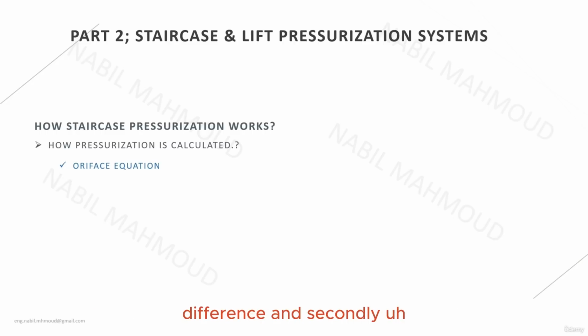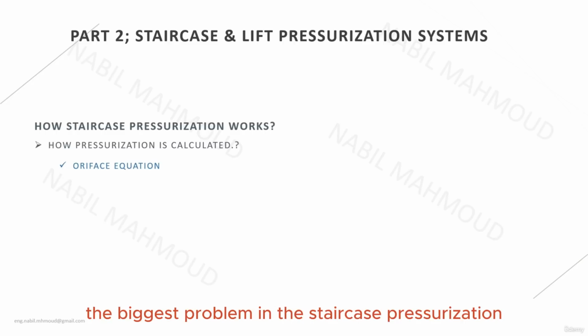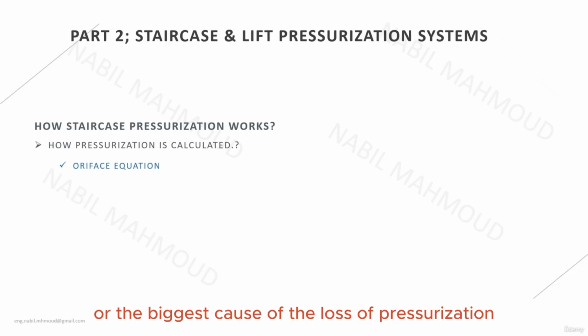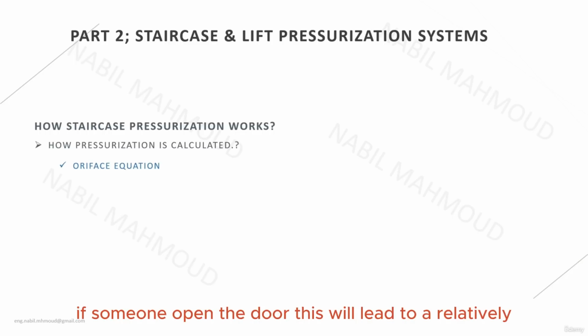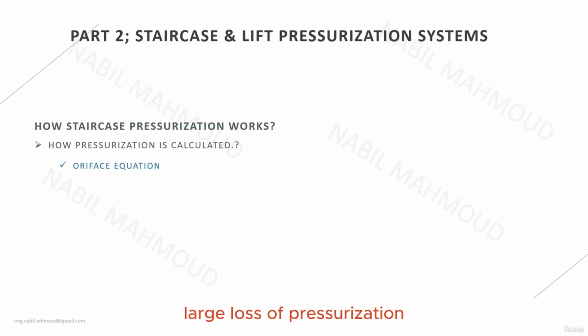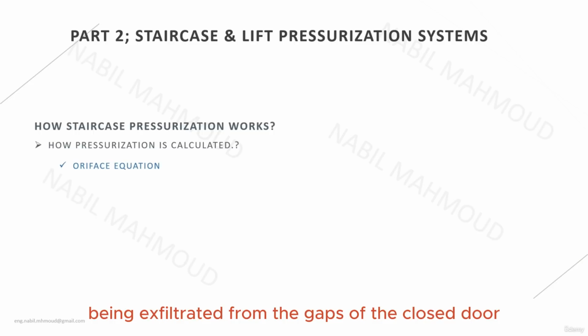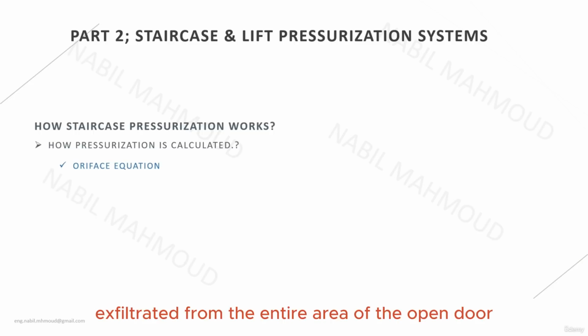And secondly, the biggest problem in the staircase pressurization, or the biggest cause of the loss of pressurization, is if someone opened the door. If someone opened the door, this will lead to a relatively large loss of pressurization through the area of the entire opened door. So instead of air being exfiltrated from the gaps of the closed door around the frame, it will be exfiltrated from the entire area of the open door.